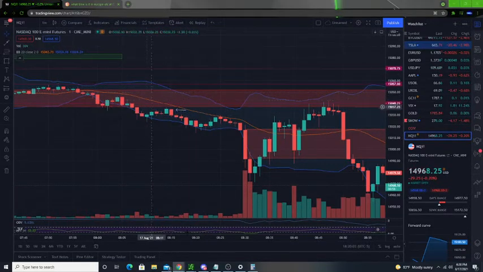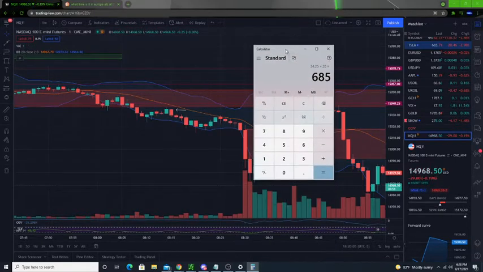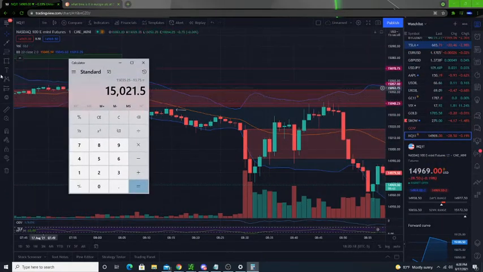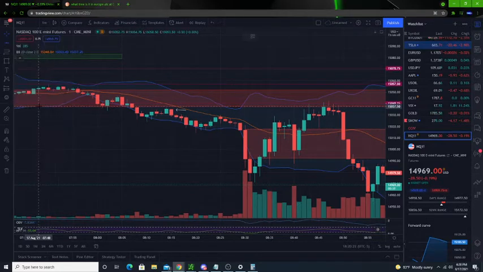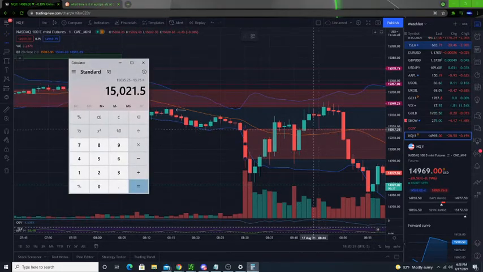Anyway, so let's go ahead and whip out our calculator. 15.03525. Subtract 13.75. 15.02150. Go ahead and look. Get our horizontal line out. So 15.215.